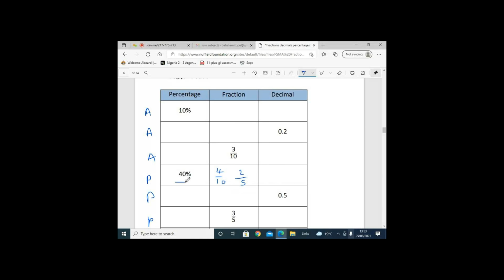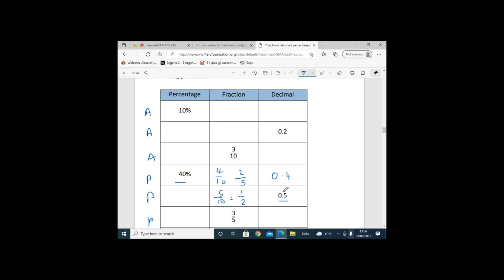As a decimal, just divide 40 by 100. So it's going to be 0.4. For this other one, they gave you a decimal and you want to change it to a fraction. It's going to be 5/10. The reason why it's 5/10 is because this one has only one decimal place. You can simplify 5/10 to 1/2, because 5 goes into both sides: 5 into 5 is 1, 5 into 10 is 2.